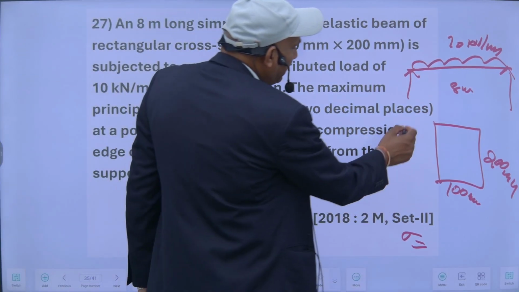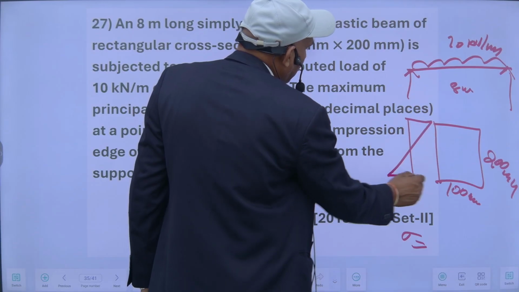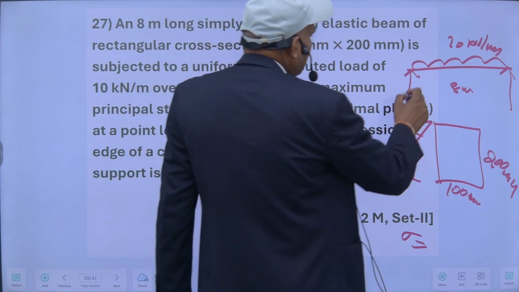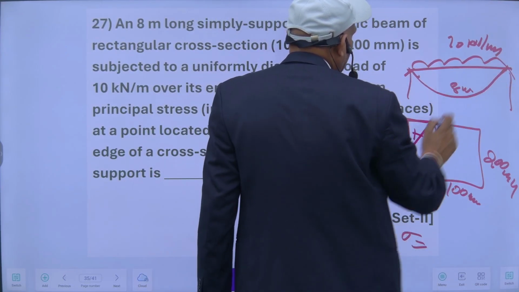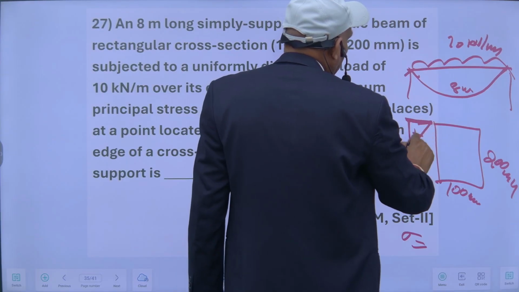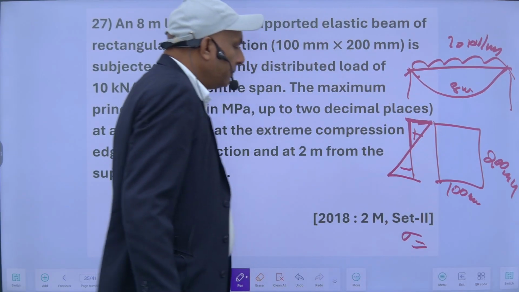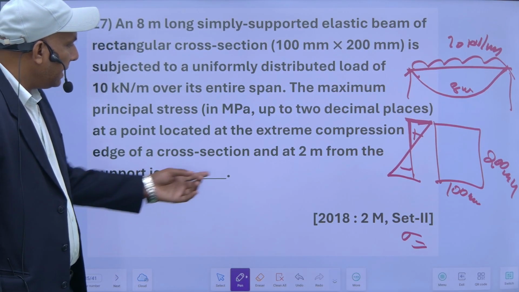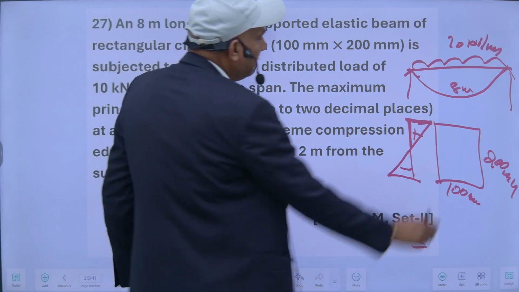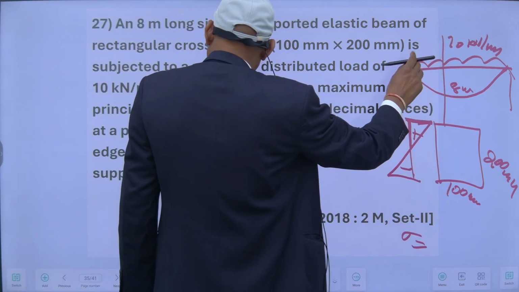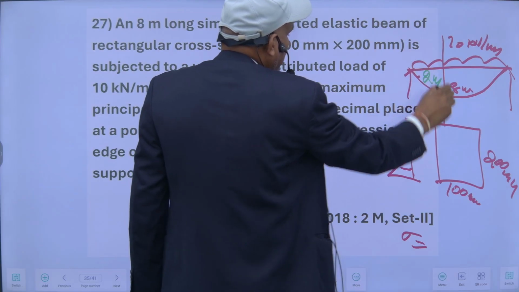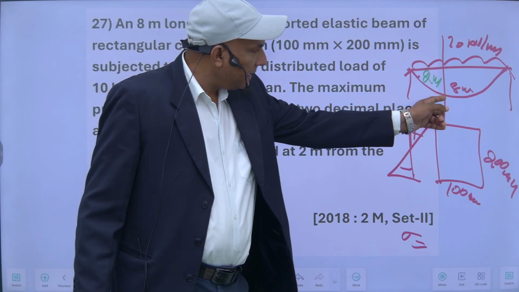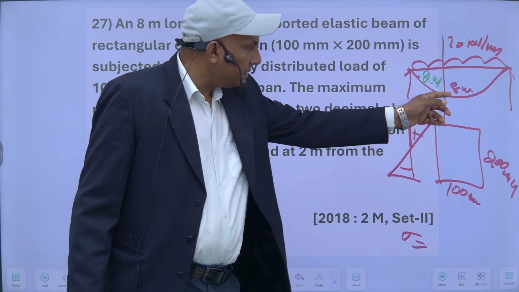So the extreme compression edge will be like this. This is the extreme compression edge. The beam will deflect like this, and compression will be on the top fiber. So at this point, 2 meter from the supports, how much will my maximum principal stress be? First I have to calculate the bending stress F at this point.